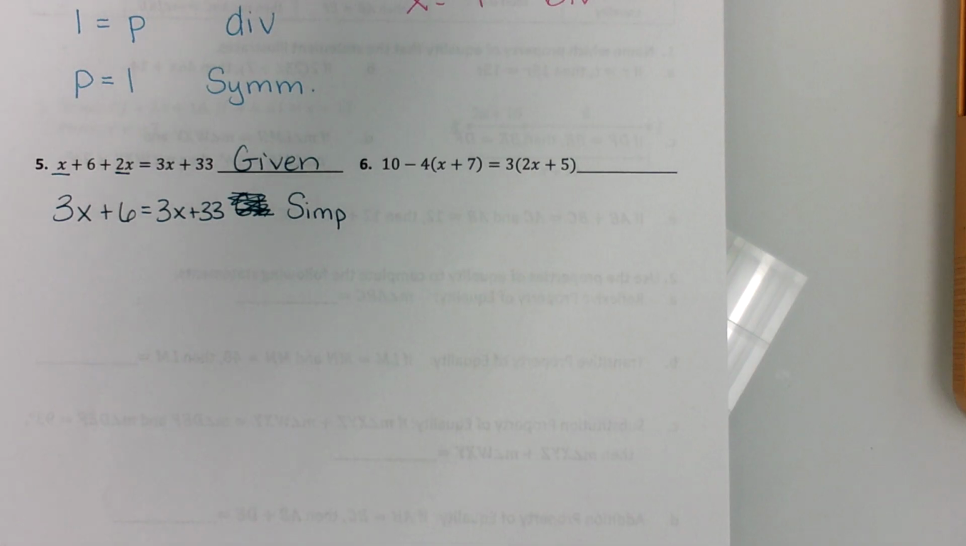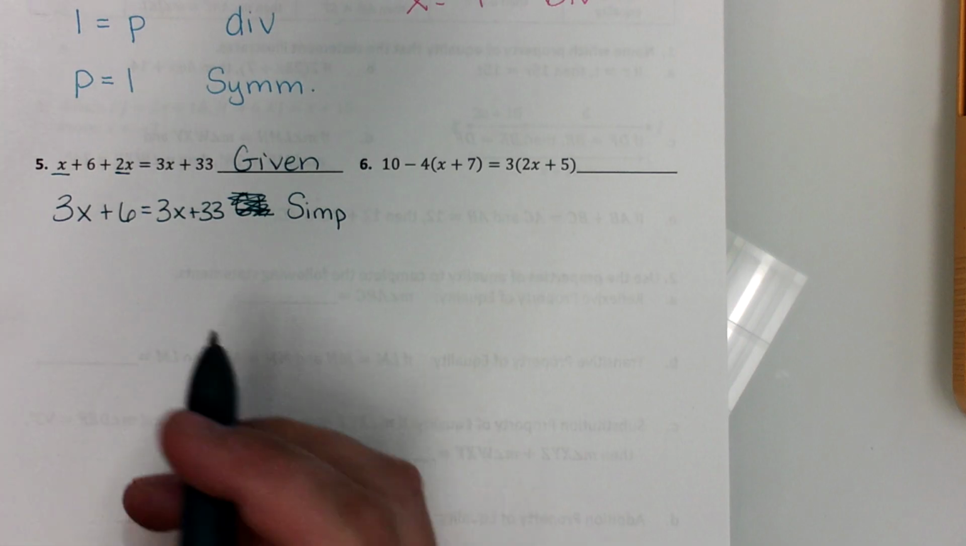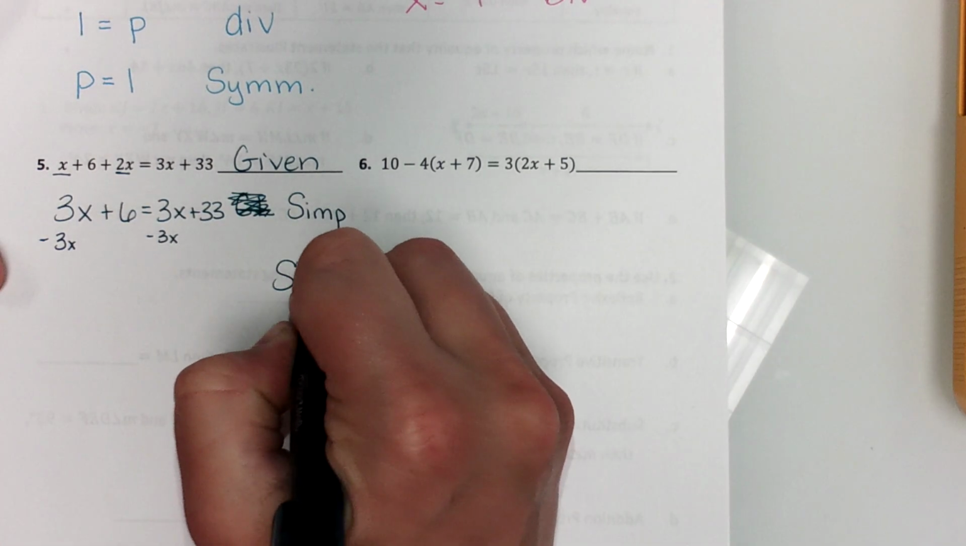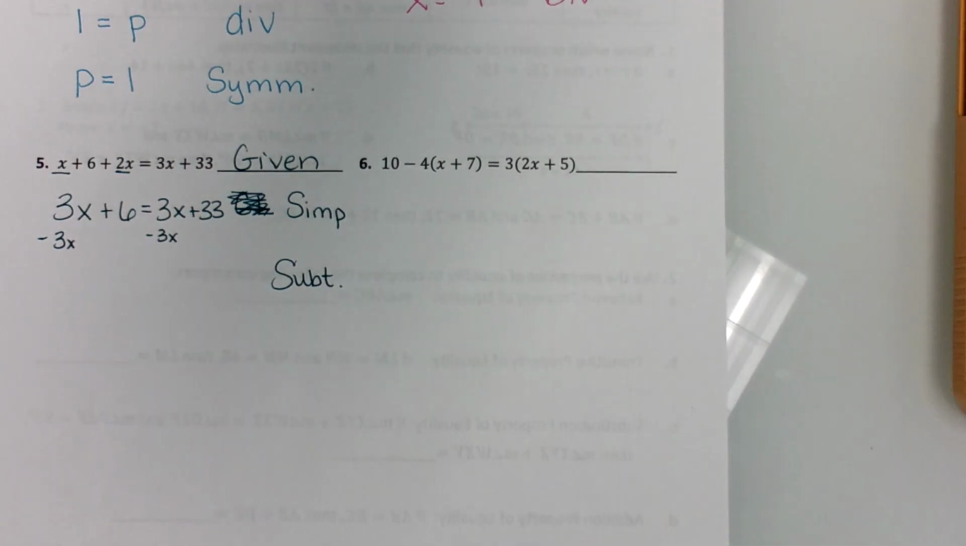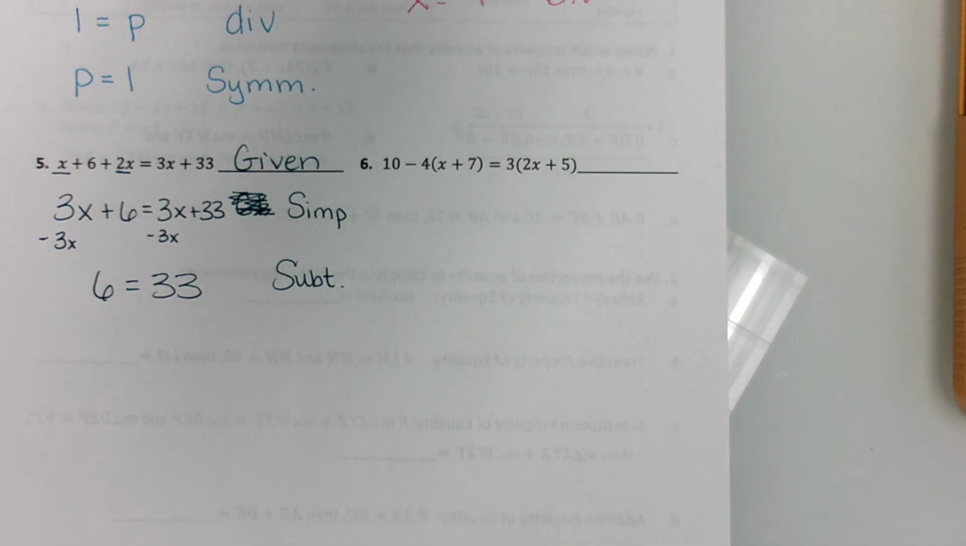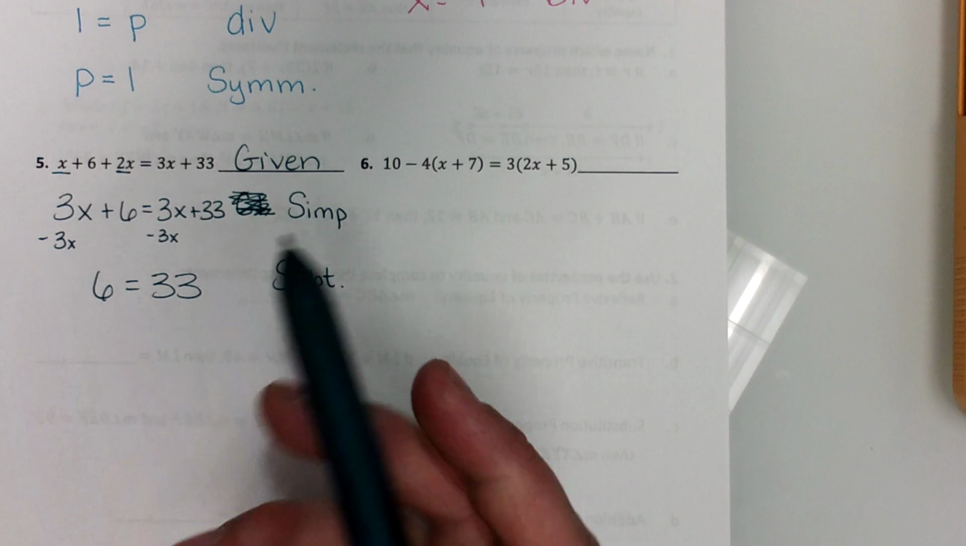Faith, what should we do next? Subtract. 6 equals 33. Doesn't look right, does it? What's it mean when you get something like 6 equals 33? No solution.